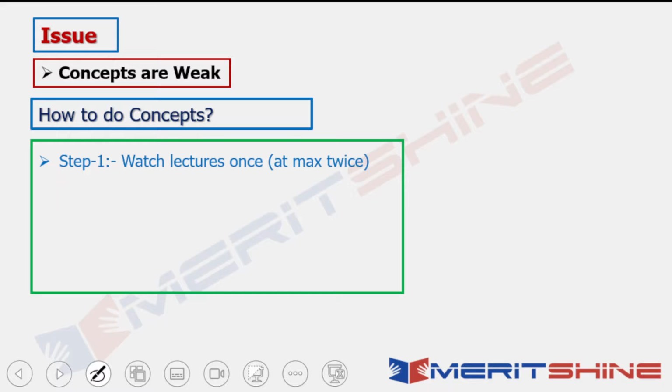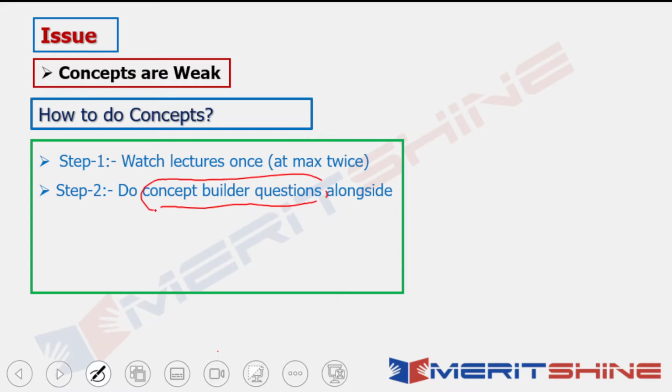Right. For example, let's say you are enrolled in our Meritshine course. Then you should just watch our lecture once and understand it thoroughly. While going through the lecture for the first time, make some amount of notes so that it helps you to revise, right? And if there are areas which you could not understand in the first go, watch them twice, right? At this stage, now that you have watched the lectures, you move on and do the concept builder questions, right?